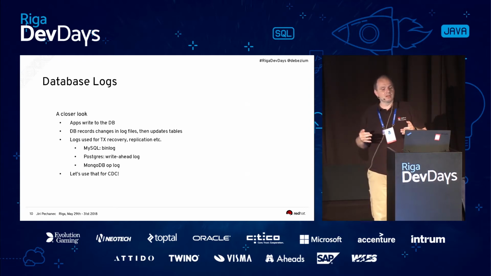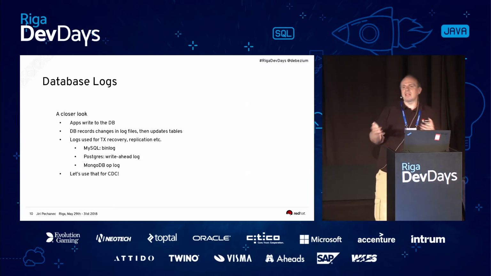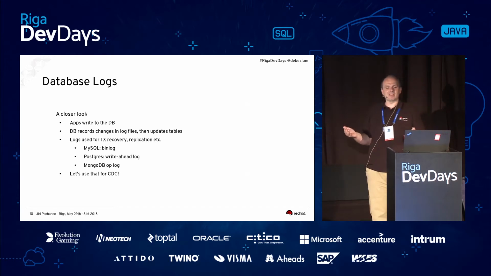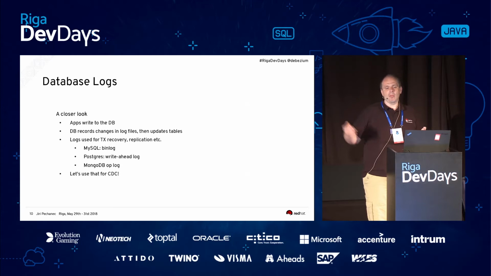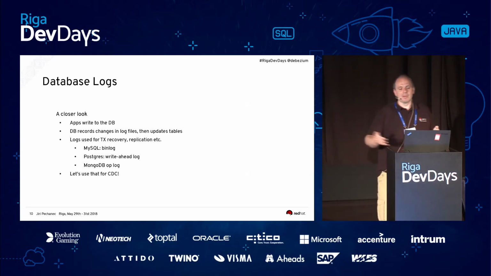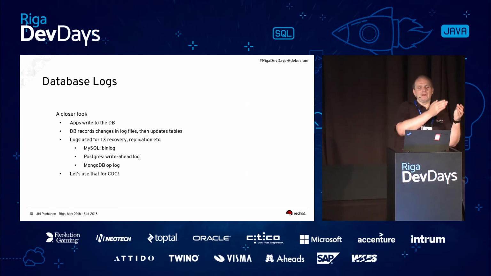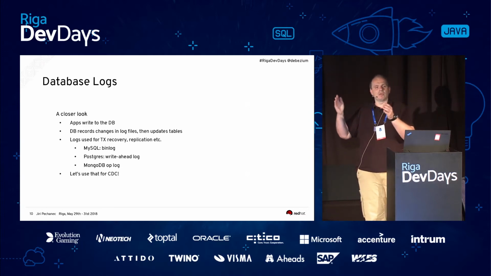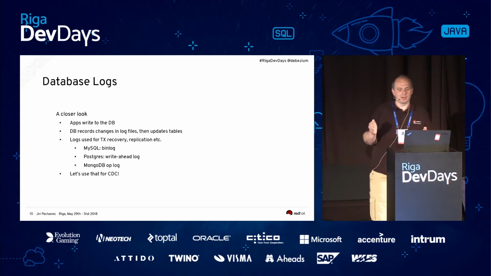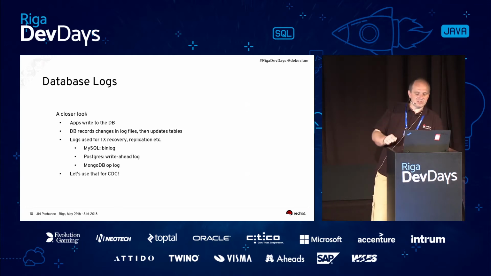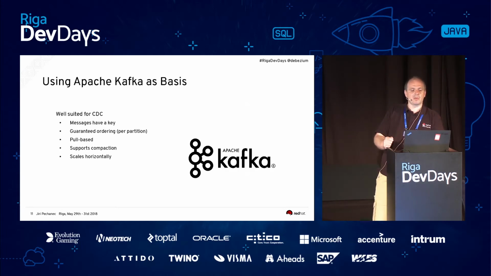In case of MySQL, this log is called bin log. For PostgreSQL, it's a write-ahead log. In case of Oracle, it's redo log. But the principles are the same, and MongoDB is using the name oplog, operation log. But again, the principle is the same. We have an ordered sequence of all changes made on the data source. So let's use these database logs as a source for change data capture.